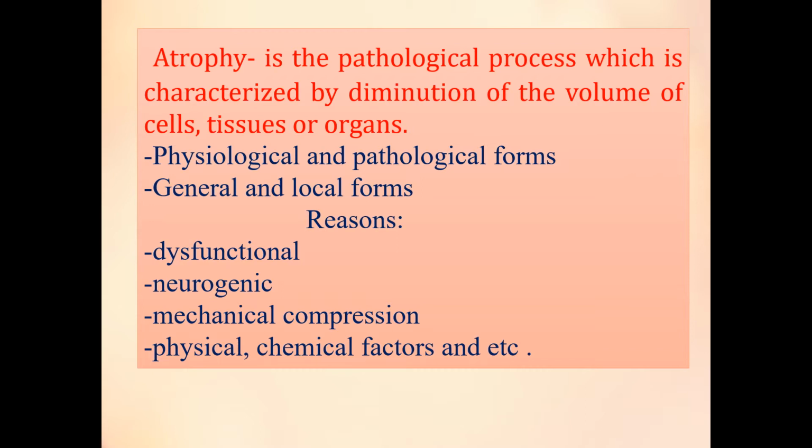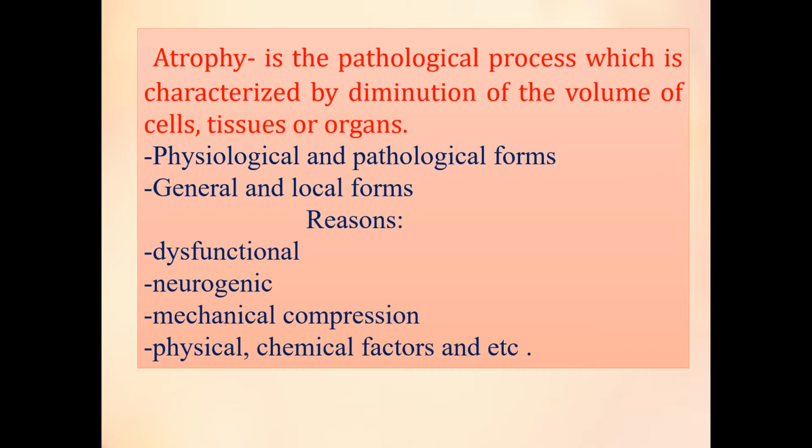The first type is dysfunctional atrophy. It occurs as a result of inactivity in diseases associated with decreased mobility and bone fractures. After tooth extraction, dental alveoli, after removal of the eye, the optic nerve, they undergo atrophy. In experiment, this type of atrophy can be created by cutting the skeletal muscle tendon.